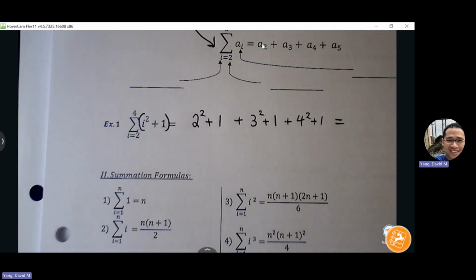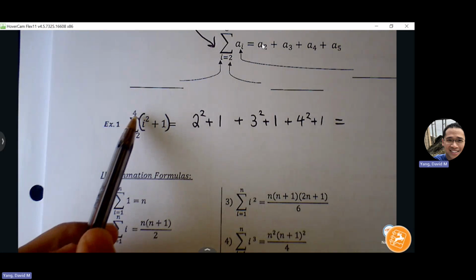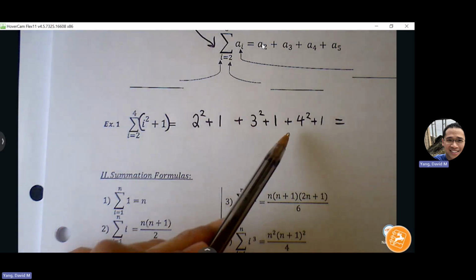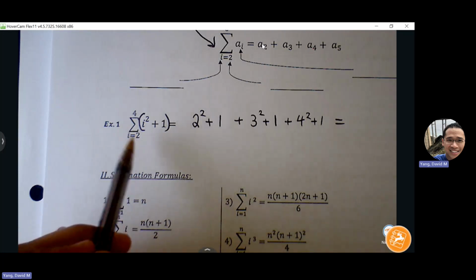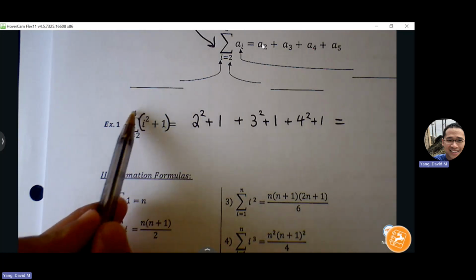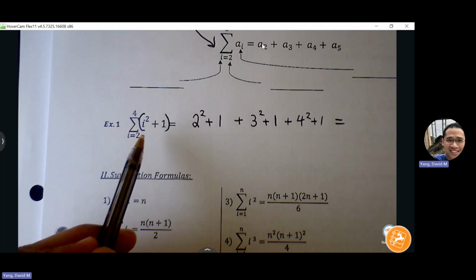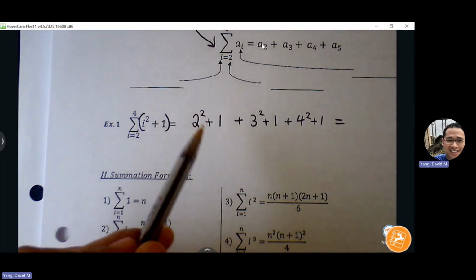So whatever's on top will be the last. Whatever is on top is the final I value for the expression. Yeah. And you're always going to go up by 1. So you're never going to jump from 2 to 4. If this is from 2 to 9, then you plug 2 in, then 3, then 4, then 5, all the way up to 9.